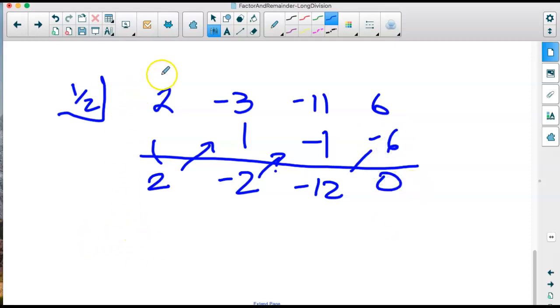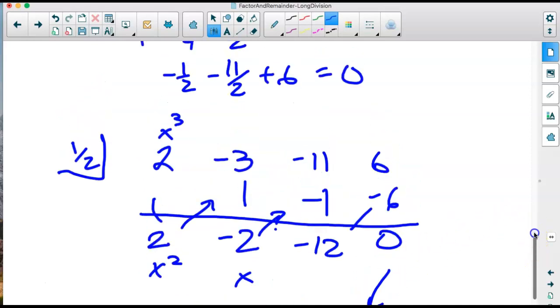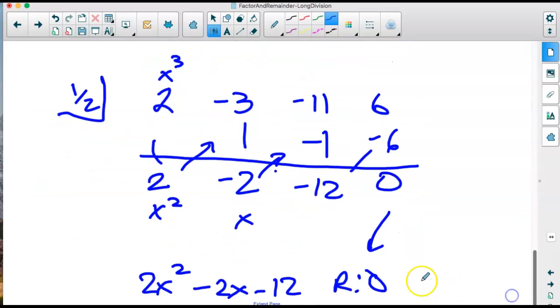So this was x cubed, so this is x squared, x's and the constant. So 2x squared minus 2x minus 12 with a remainder of 0. It went in evenly. And we can see that up here, we got the same answer by long division, 2x squared minus 2x minus 12, and it took us a lot less time to do synthetic division.